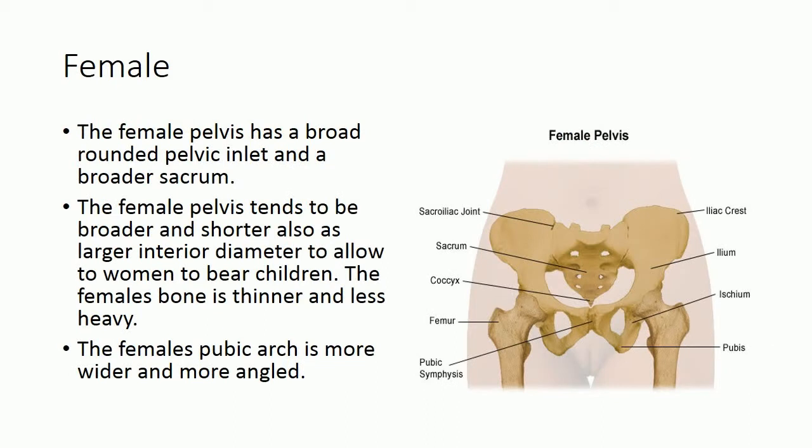Female. The female pelvis has a broad rounded pelvic inlet and a broader sacrum. The female pelvis tends to be broader and shorter, and also has a larger anterior diameter to allow women to bear children. The female's bone is thinner and less heavy. The female's pubic arch is wider and more angled.